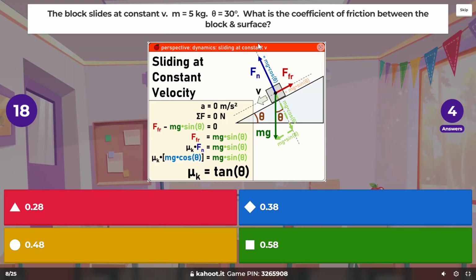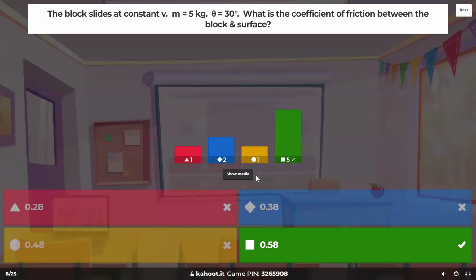mg cosine theta is equal to the normal force. You do all this math. Here's the end result right here. The coefficient of friction, this was the lab you guys did, is very simply tangent of the angle. Can you guys do tan 30 degrees? Right, tan 30 degrees, because that ends up being the answer. Now it's kind of a shortcut, but my AP kids especially, I want them to be able to know that process. Okay, so you guys got that?